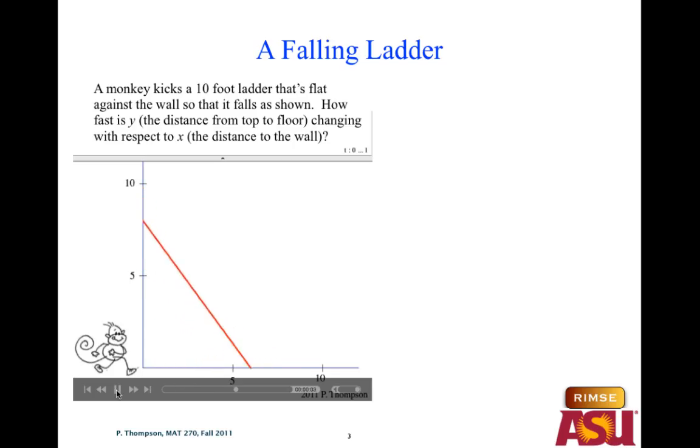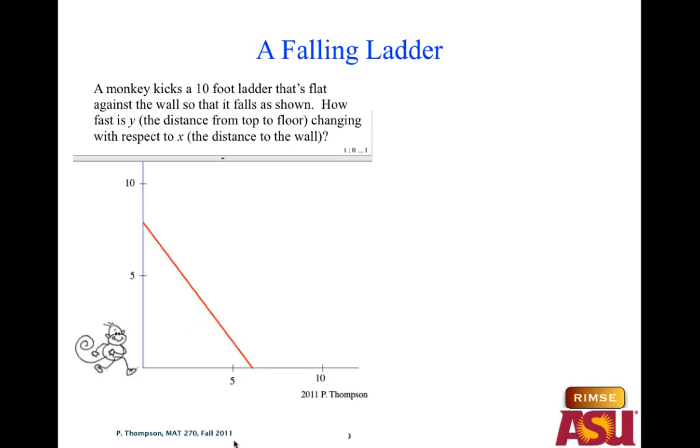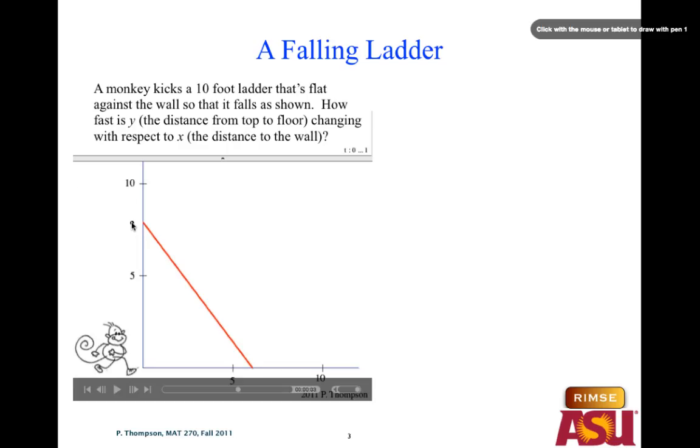So you see that the problem has identified for us these quantities. They're calling y the distance at any given time, the distance from the top of the ladder to the floor, and then the distance from the wall to the bottom of the ladder is x.